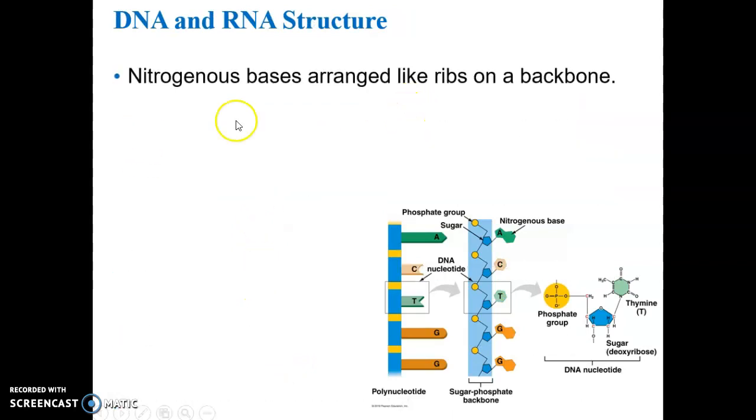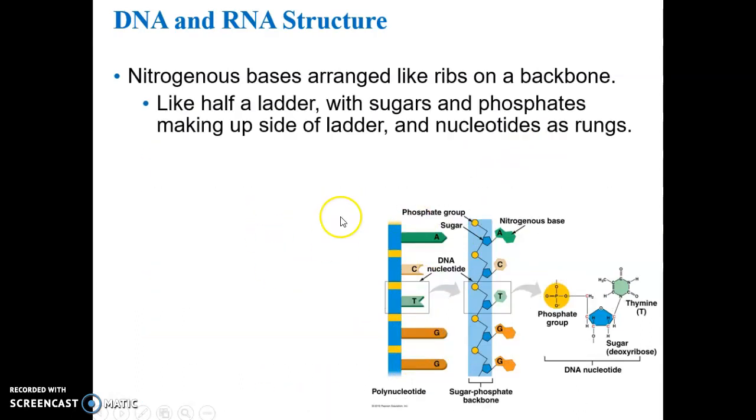All right, so the nitrogenous bases are arranged kind of like ribs on a backbone, if you consider it this way, or rungs off of a ladder. Here's just a single strand of DNA. And again, normally DNA is double-stranded. So kind of like half of a ladder, with the sugar and phosphates making up the sugar and phosphate backbone, the sides of a ladder, and then the nucleotides are sticking out kind of like the rungs of a ladder.